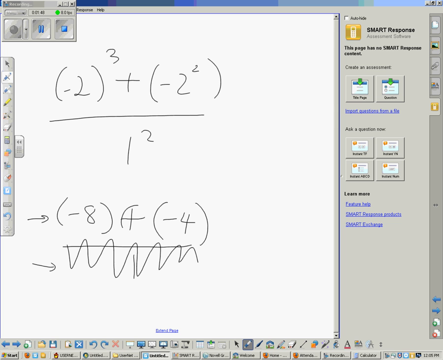And simply get the sum of negative 8 and negative 4, which is going to be negative 12. That's your answer. That's the solution to the simplification of that exponent question.